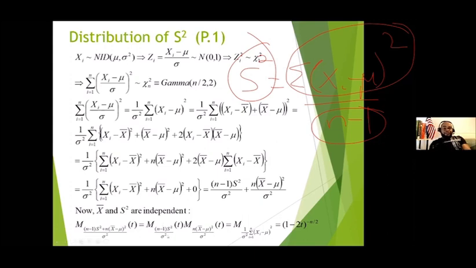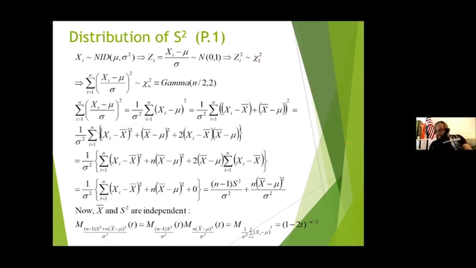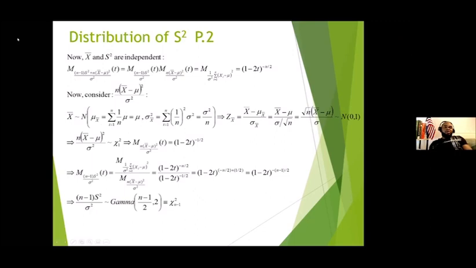And if it is a product, automatically we're going to end up in a moment generating function for chi squared with n degrees of freedom. You can see where we end up. Take a look at that. Now, if you continue like that, like I said, you're actually going to end up there.